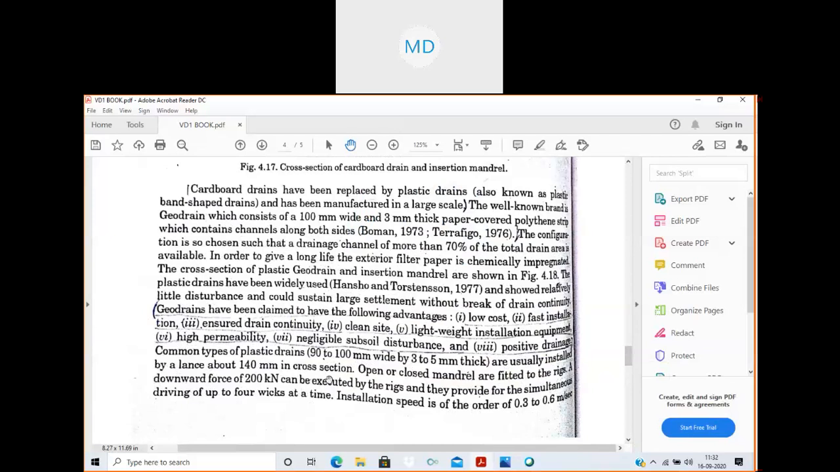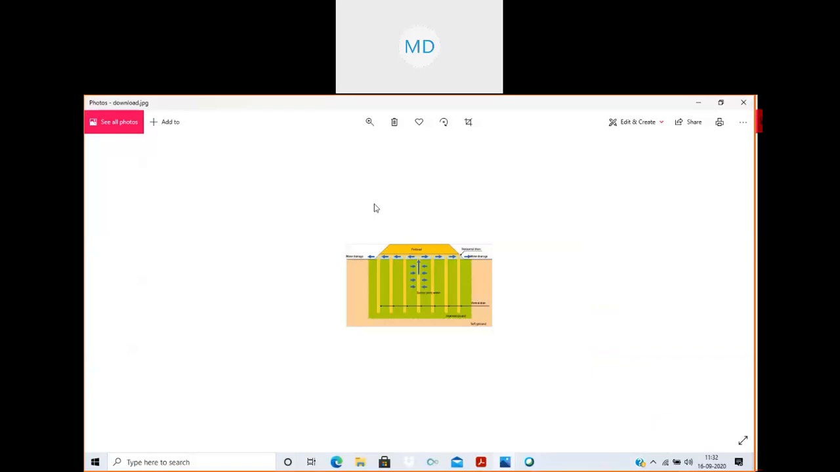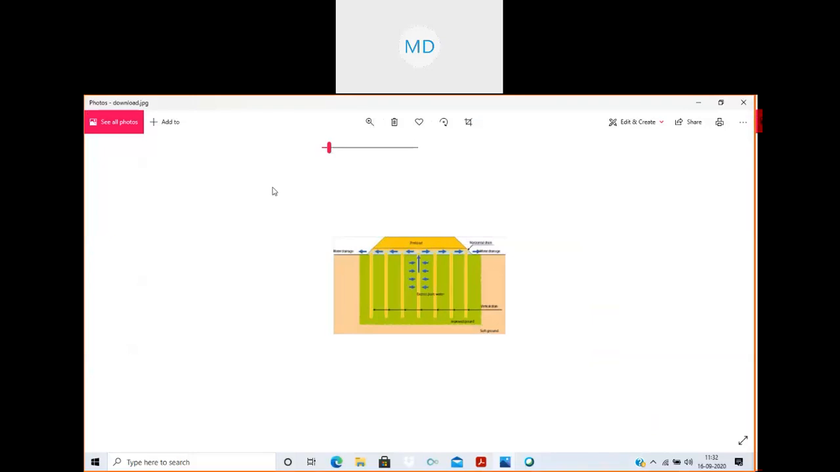I'm going to show you the images. It will be clearer. Is the image visible? Can you see the image?